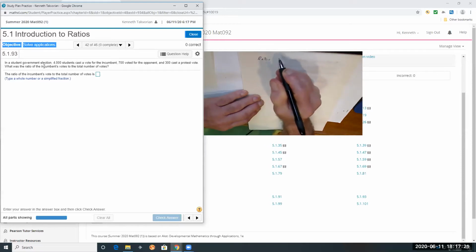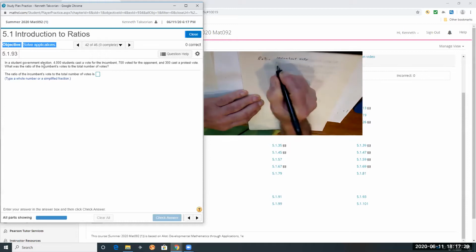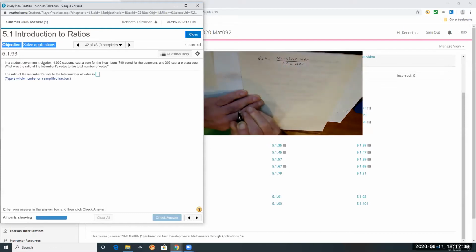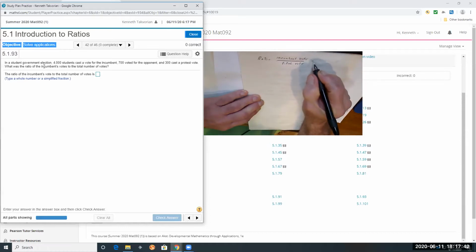Ratios are always fractions, of incumbent vote to total vote. I like to write things out so I don't make silly mistakes. Well, what is the incumbent vote? The incumbent vote is exactly 4,000. But what is the total vote?